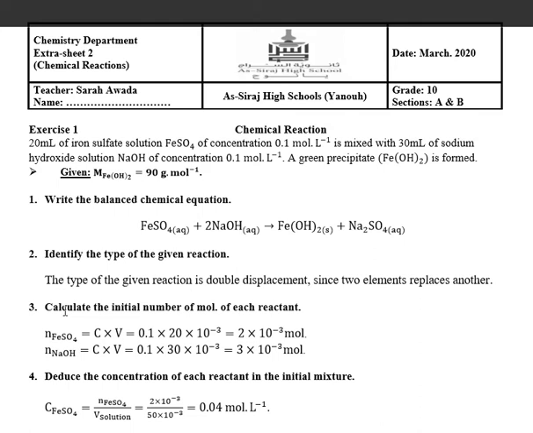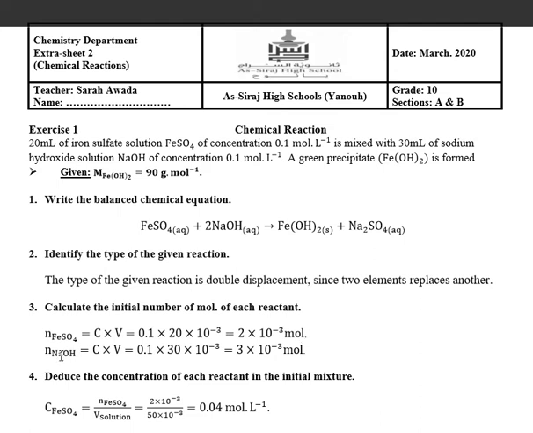In part 3, calculate the initial number of mole of each reactant. In the first reactant, what do you know about FeSO4? We know that its concentration is 0.1 and its volume is 20. So according to the rule, n equals C times V, so equal 0.1 times 20 times 10^-3, since we have to convert it from milliliter into liter. So the final answer is 2 times 10^-3 mole.